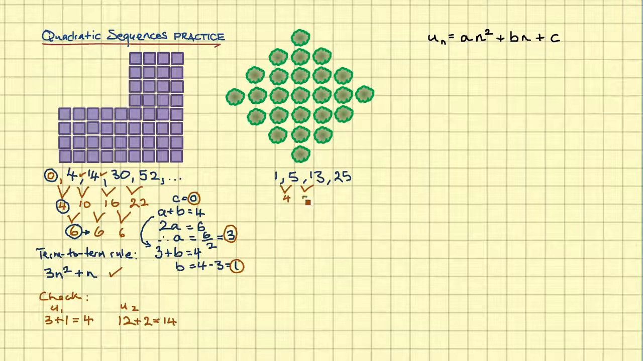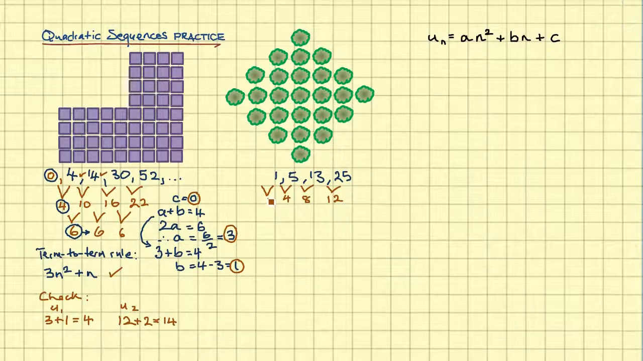So let's go straight ahead and find the first differences. Okay, so the difference between 1 and 5 is 4. The difference between 5 and 13, well, 13 minus 5 gives us 8. 25 minus 13 gives us 12.